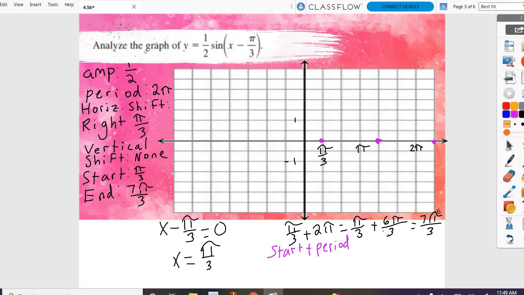So then what's in between my first two zeros? Our max. So then what is our maximum going to be at? Just a half, because our amplitude was changed this time. And then what's in between my second two zeros? Your minimum, which is going to be at -1/2. And then we draw a nice pretty curve.